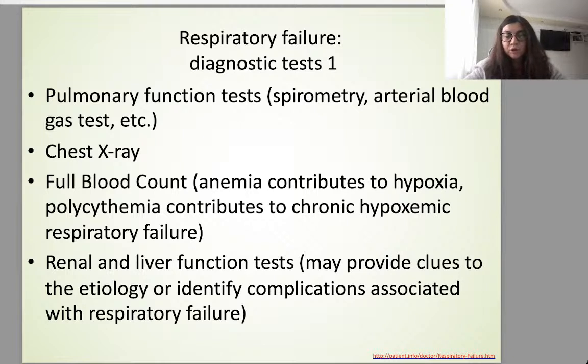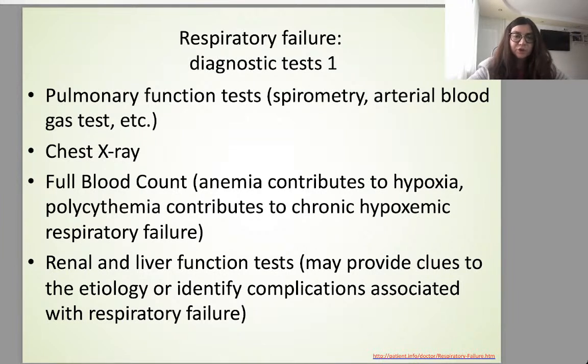Diagnostic tests that are used for respiratory failure. First of all, it is pulmonary function test. Here includes spirometry. In the previous lecture, I showed what spirometry is, and checking of arterial blood gas test. It was in previous lectures too. For visualization, we usually use chest X-ray, lab test, full blood count. For example, anemia contributes to hypoxia. Polycythemia contributes to chronic hypoxemic respiratory failure.